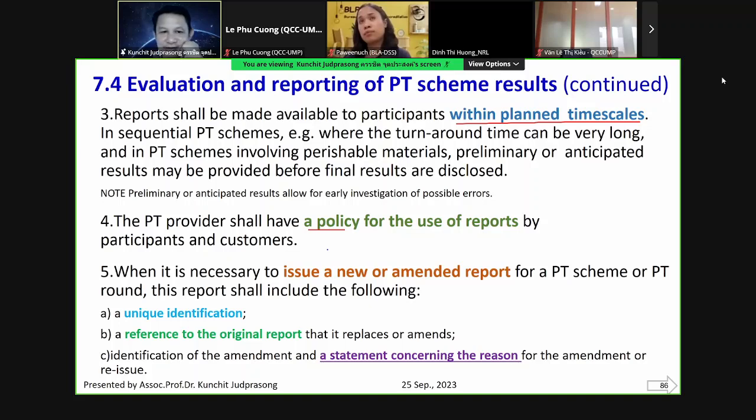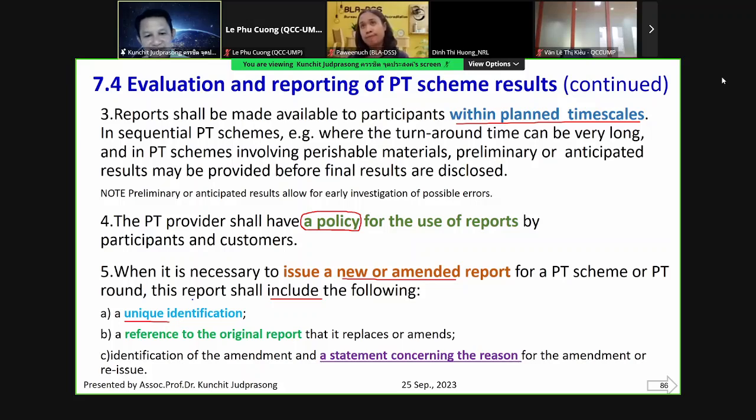So we have to have the policy on the use of the report, that we do not allow other parties that did not participate to get the report. When it is necessary to issue a new report or an amendment, this report shall be included. It means when you have an amendment, you have to give another unique identification.